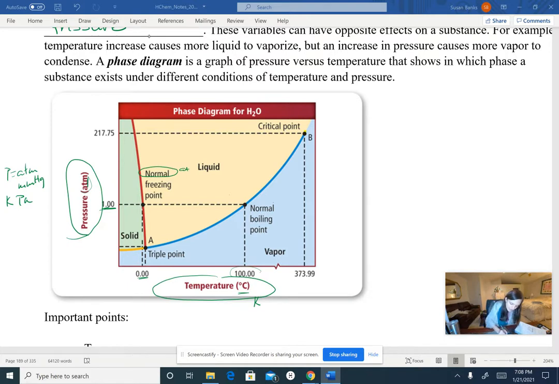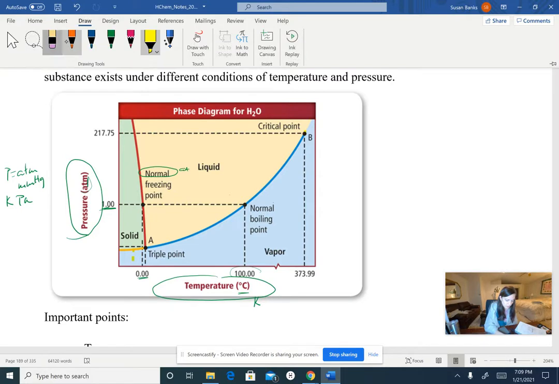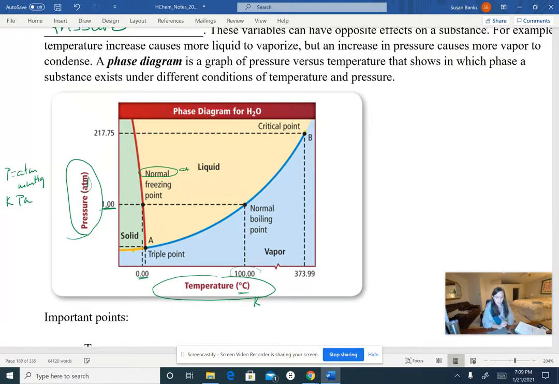Now this yellow line down here, this is what we call our sublimation line. This is where we go from the solid to the vapor state. So if I go from the solid side to the vapor side, I am subliming. If I go from the vapor side to the solid side, I am depositioning. Okay, or depositing, depending on how you want to pronounce that. Okay, so those are the 3 lines that are really, really important.